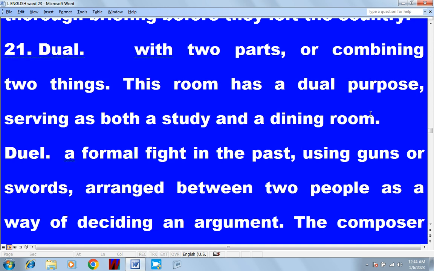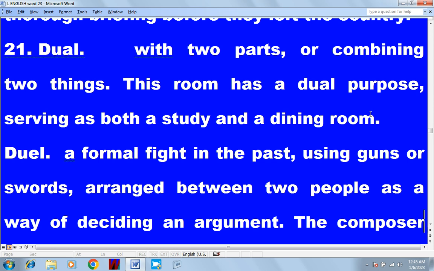Number 21, dual, with two parts, or combining two things or mixing. This room has a dual purpose, serving as both a study and a dining room.